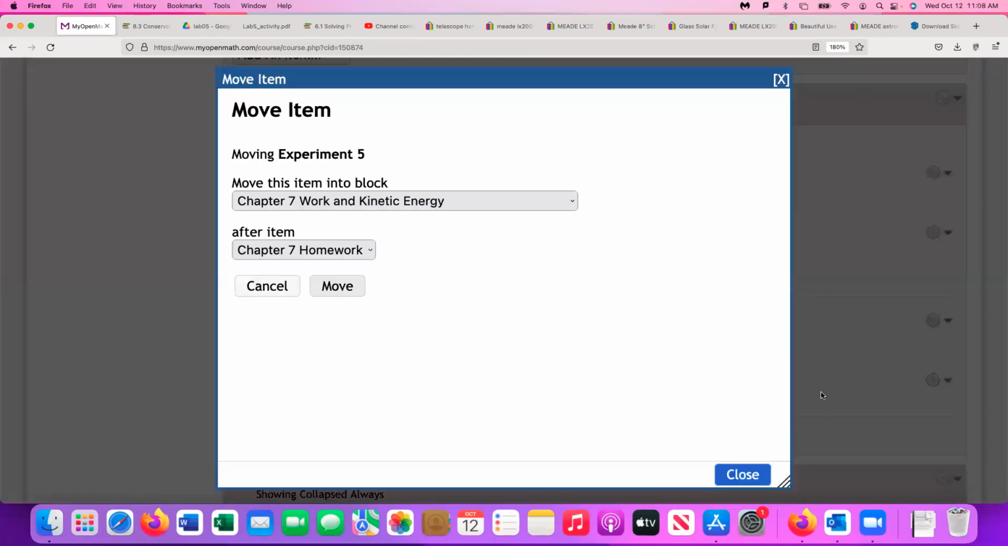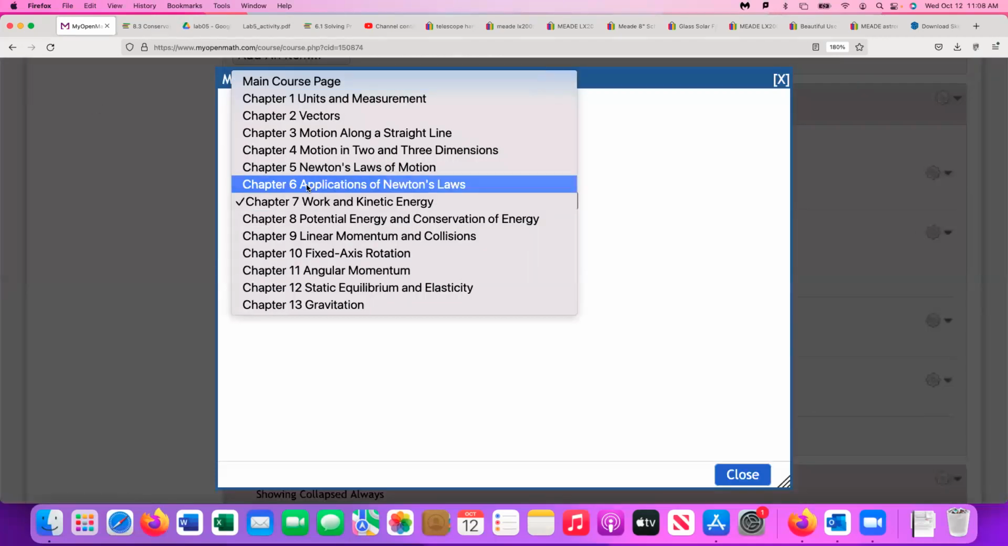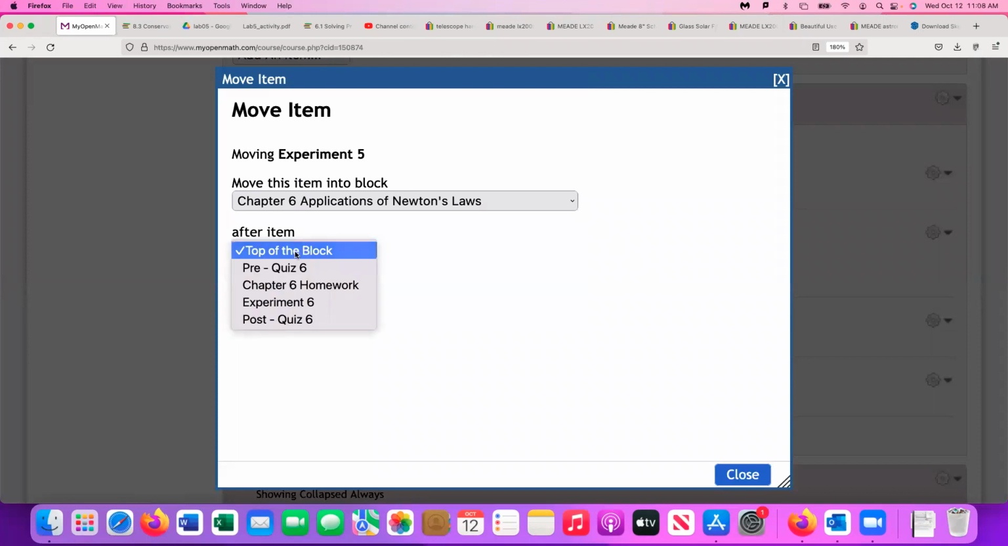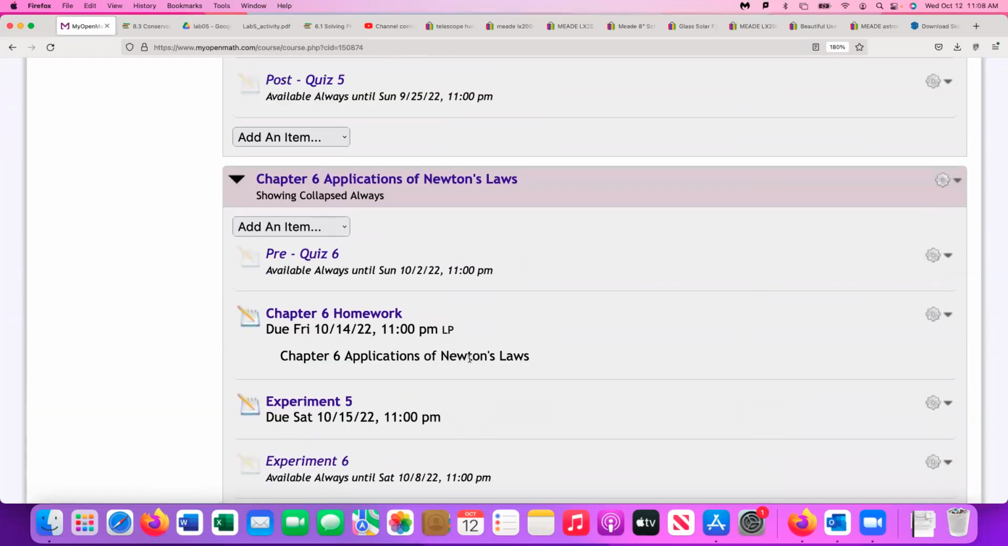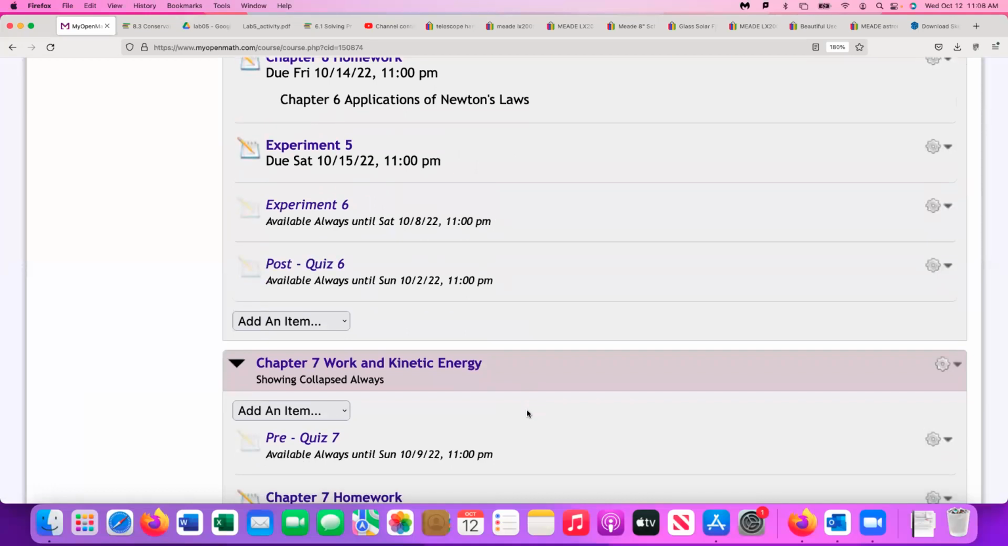All right, so let's move this to chapter 6, and we'll move it after the homework or something. It doesn't really matter. I can fix the names of these later, but we will be doing experiment 5 this week with chapter 6 homework, even though those don't match up in numbers, just because that's the way I ended up doing it. Eventually I'll fix that, put experiment 5 with chapter 5, and then we'll have a different one for chapter 6.